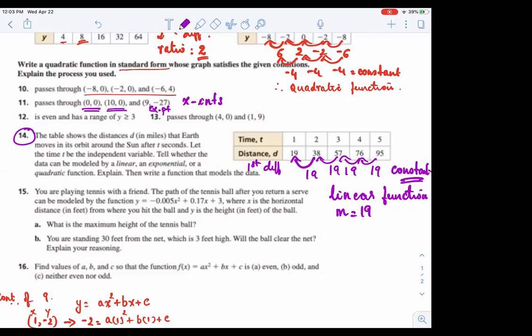Now, how do you come up with the equation? Y equals mx plus b. Correct. Let's say the equation is y is equal to mx plus b. So y is equal to 19x plus b. Can we box this as the answer? No, you need to find b now. B is a question mark. How do you find the b?